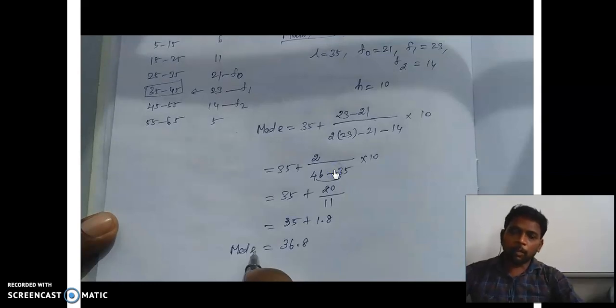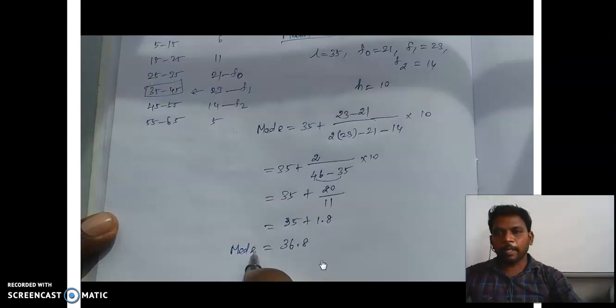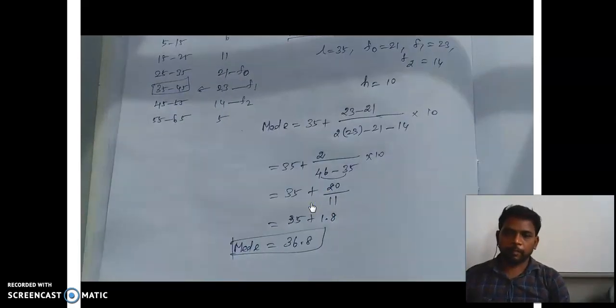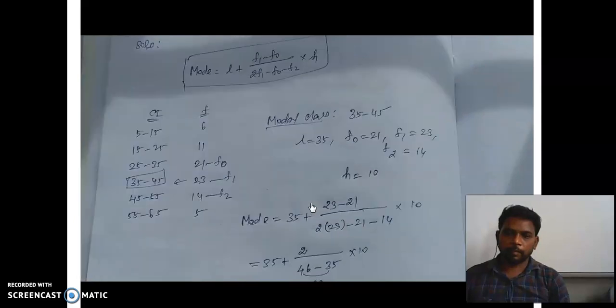So look at students, the mode value is 36.8. The mode value always lies within the modal class. The modal class is 35 to 45, therefore 36.8 lies between these two, right? Otherwise your answer will definitely be wrong. Similarly in the median, your median will always lie within the median class. That is the procedure for finding the mode value for continuous data.